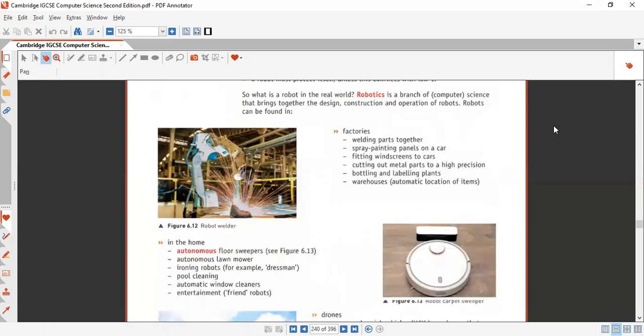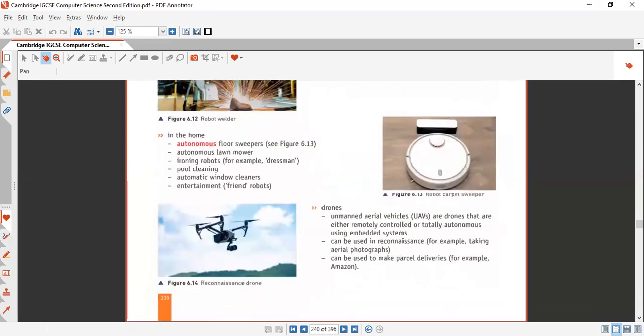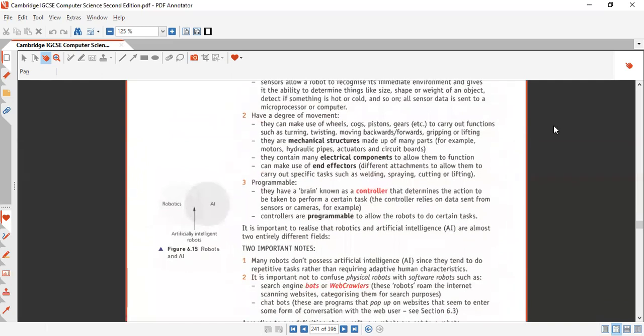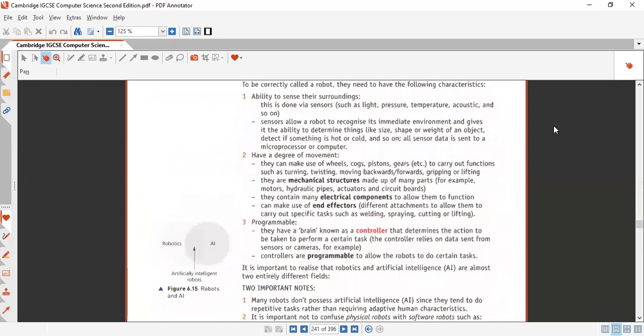Now there were some utilizations for robots in factories, in homes, and then the drones were over there. Okay. Now, just after that, we are coming towards the characteristics of the robot. We just had a quick review about them, so I should explain it in detail now.